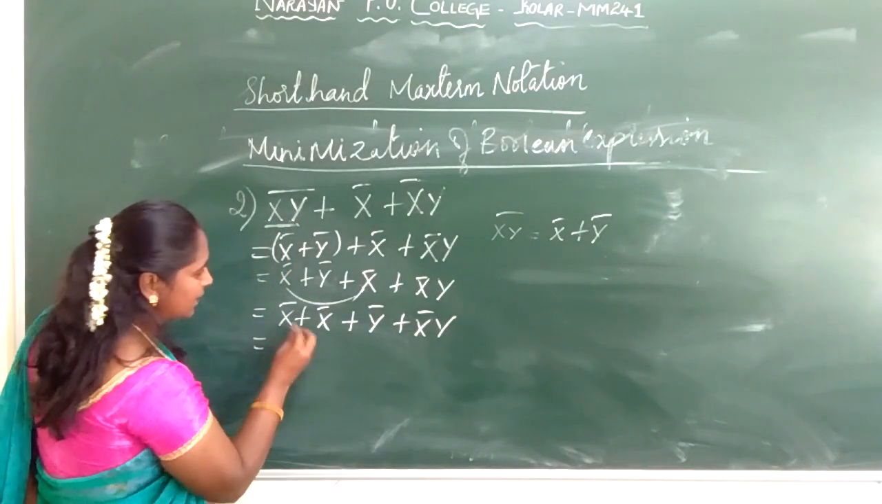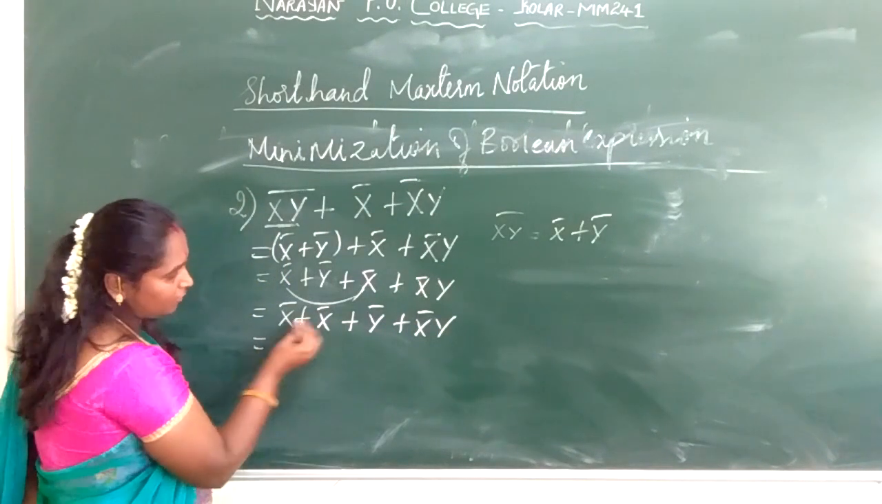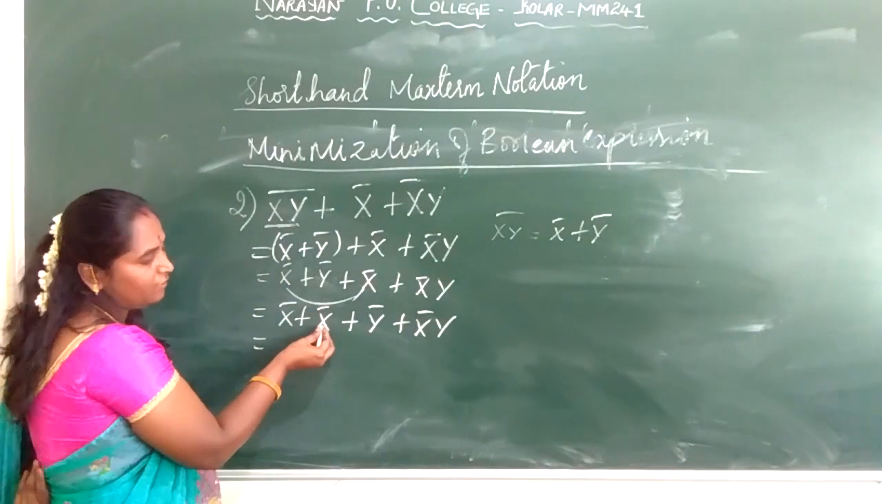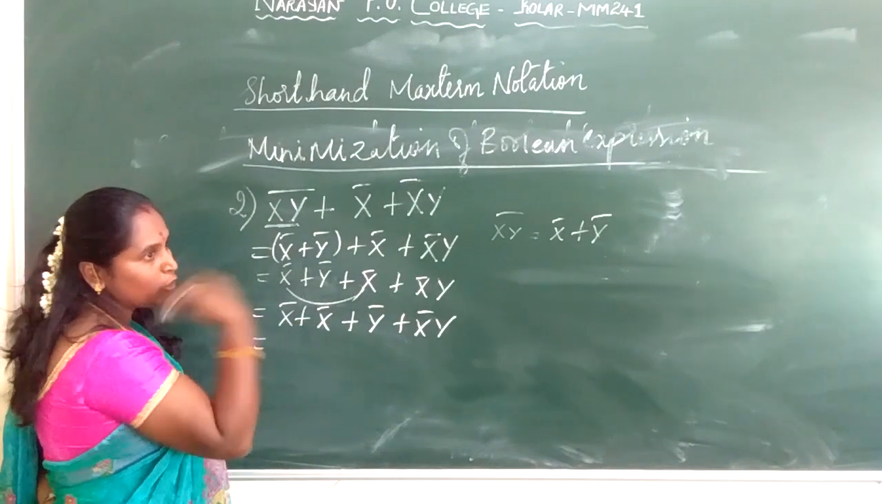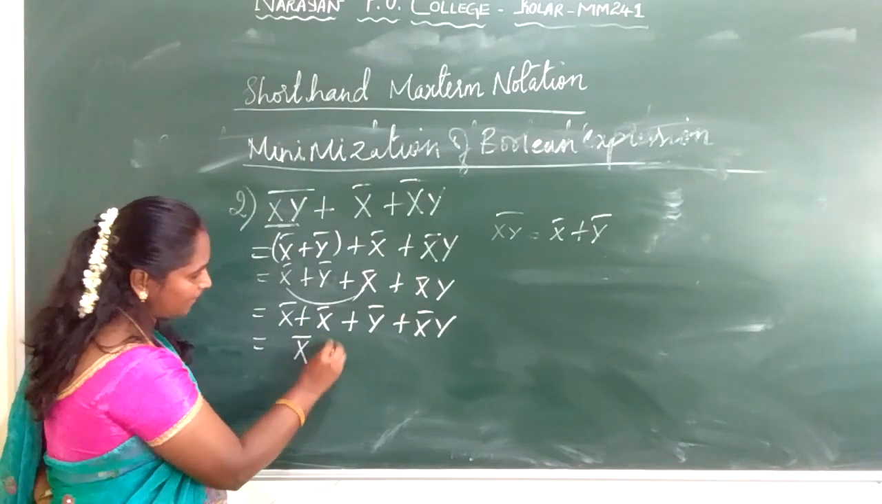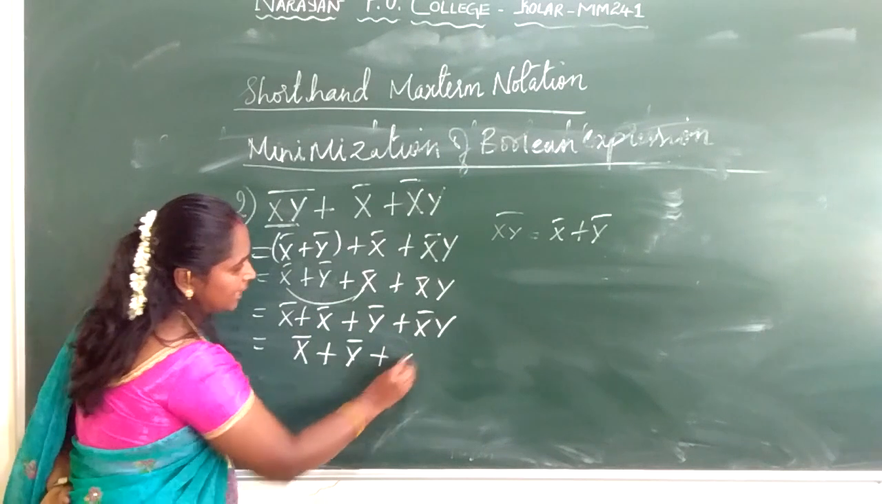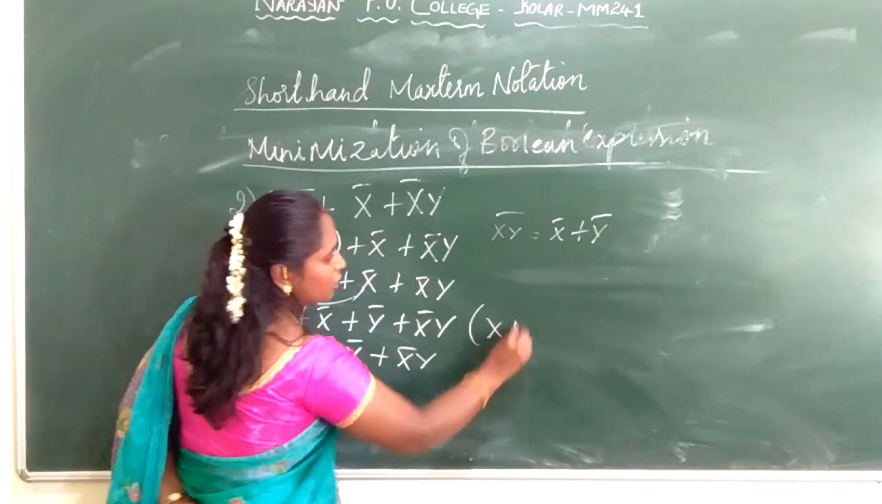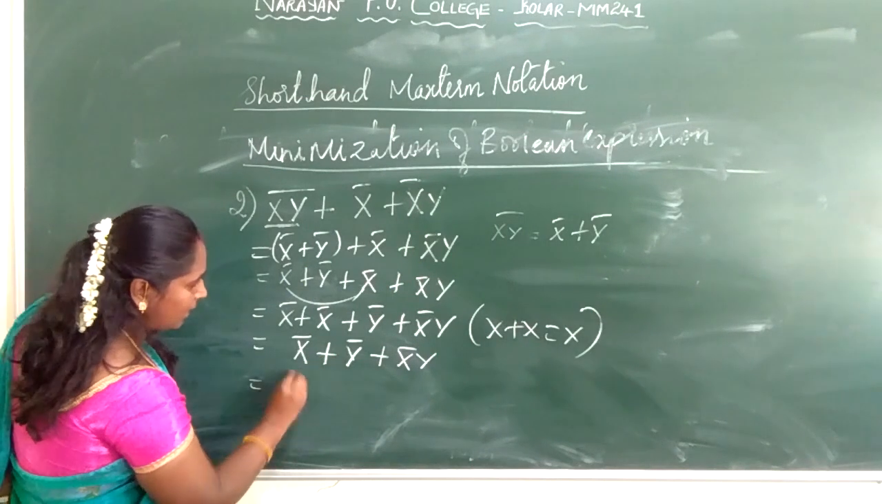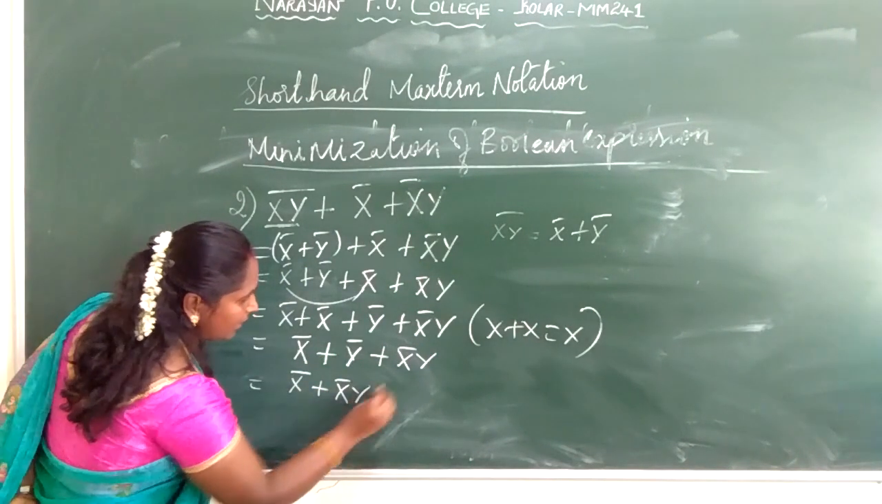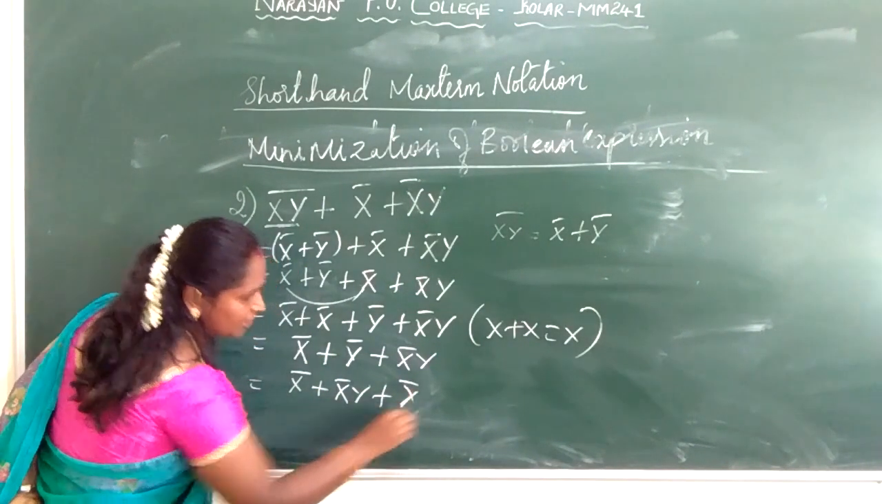So this is your idempotency law. If a variable is combined with itself using an AND or OR gate, the output is the same variable. So x bar plus y bar plus x bar y. This is your idempotency law. Now x bar plus x bar y plus y bar. I am just rearranging it.